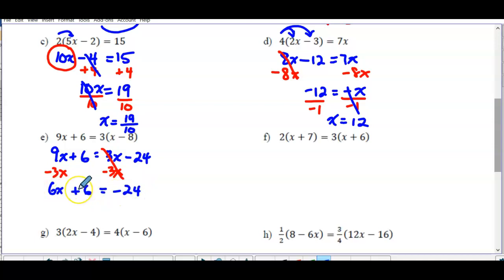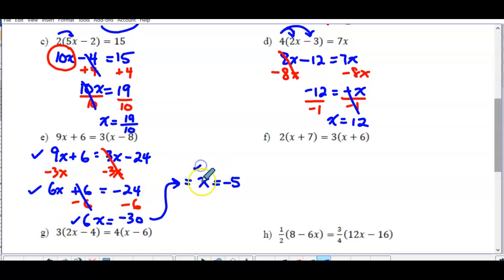You can't add these terms. Remember, they're not like terms. You need to get the x term by itself. So I've got to subtract 6 from both sides. And so that's going to be 6x equals negative 30. And when you divide both sides by 6, you get x equals negative 5. Okay, when you're showing your work, you don't have to show what I'm doing in red, but you should show this step, this step, this step, this step for full solutions. Okay.